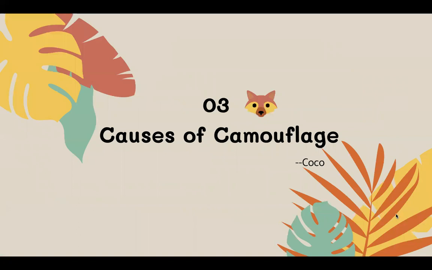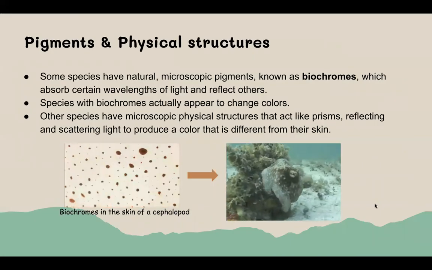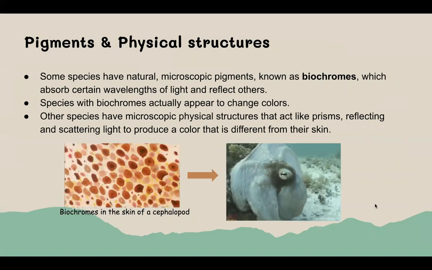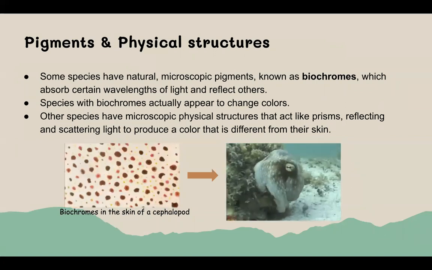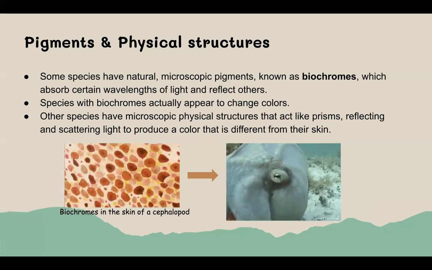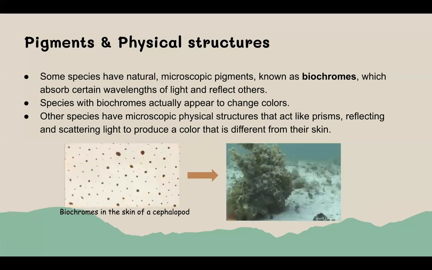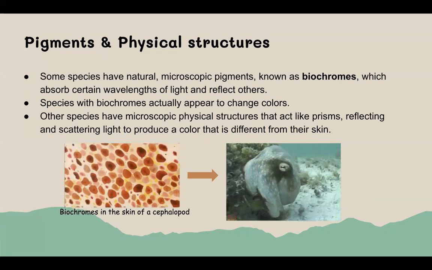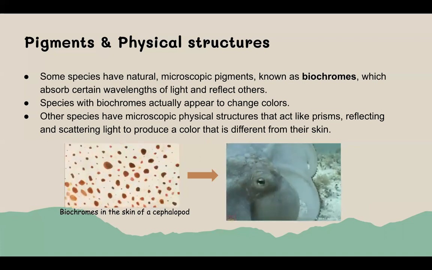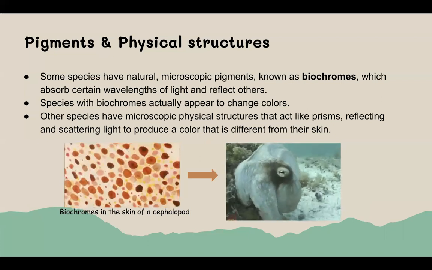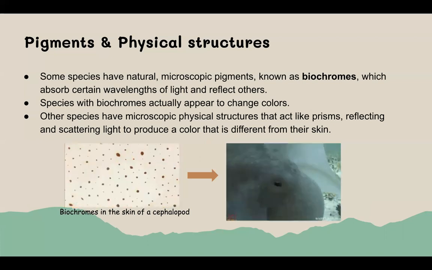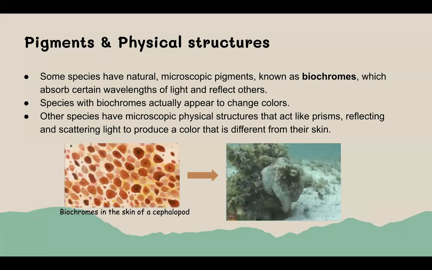And I'm Coco. I'm gonna talk about the causes of camouflage. So, animal species are able to camouflage themselves through two primary mechanisms, which are pigments and physical structures. Some species have natural microscopic pigments known as biochromes, which absorb certain wavelengths of light and reflect others. Species with biochromes actually appear to change colors.